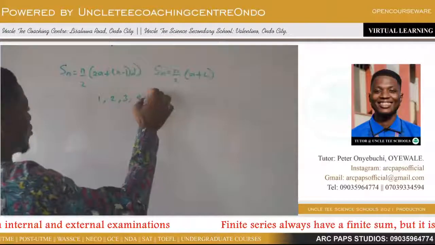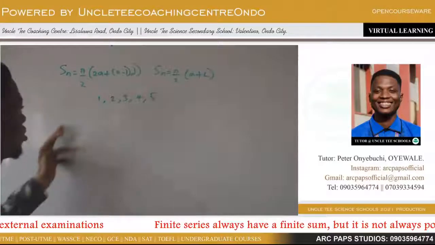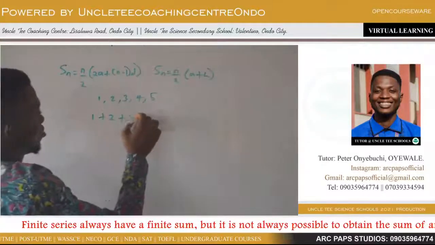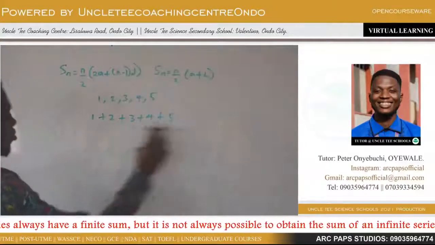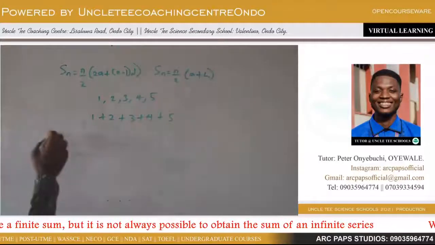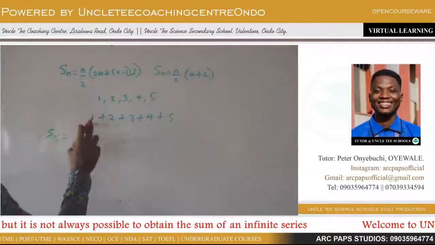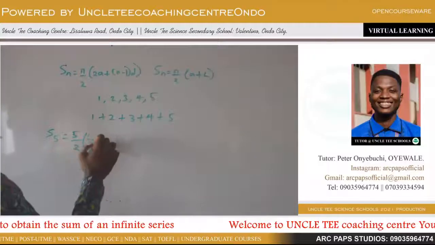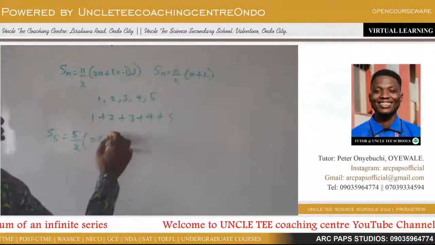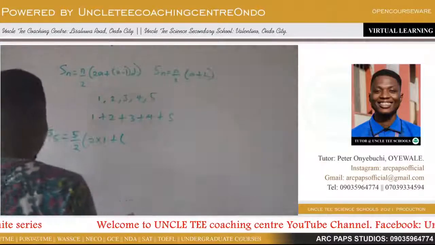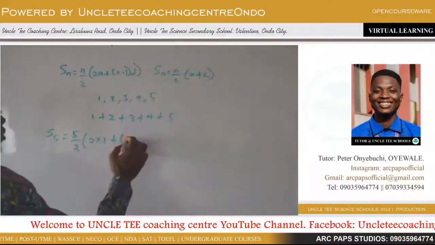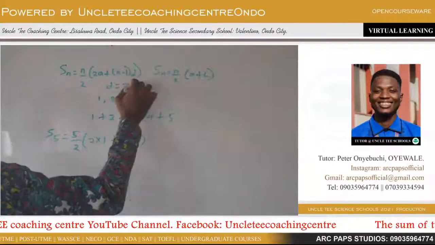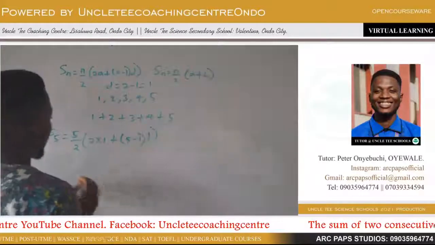Now, consider the arithmetic progression below: 1, 2, 3, 4, 5. For it to be a series, that will be 1 plus 2 plus 3 plus 4 plus 5. This is now an arithmetic series. Now, for the sum of the first 5 terms, we want to add all the terms of that particular series to each other. Our n will be 5, which is the number of terms. Our a is the first term, 2 times 1, plus our n, which is 5 minus 1, times our common difference: 2 minus 1 is 1, 3 minus 2 is 1, 4 minus 3 is 1, and so on.